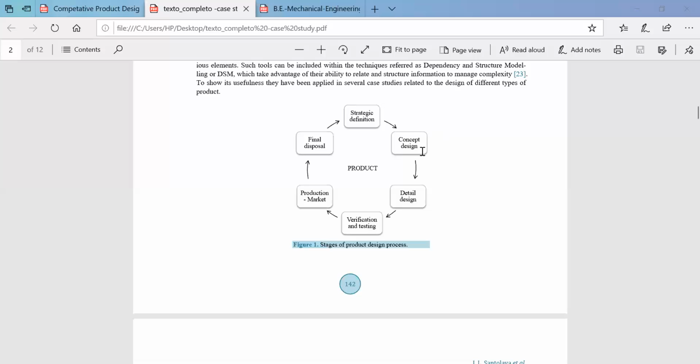So the selected concept design will then undergo detailed design. Here all the specifications, bill of materials, A to Z information related to the design concepts of a particular product will be assigned. Once this detailed design is made, it goes for verification and testing. So what do we mean by verification and testing over here?